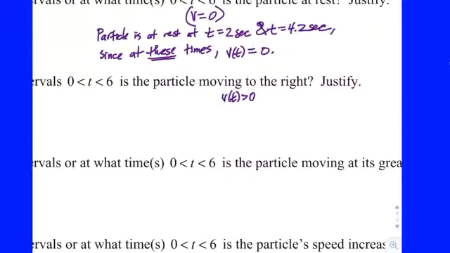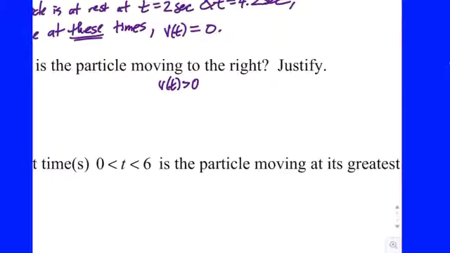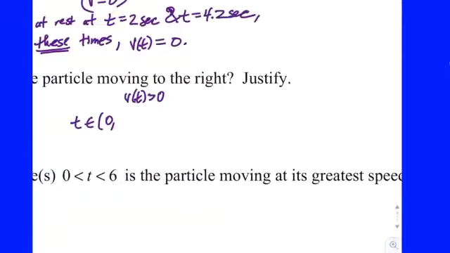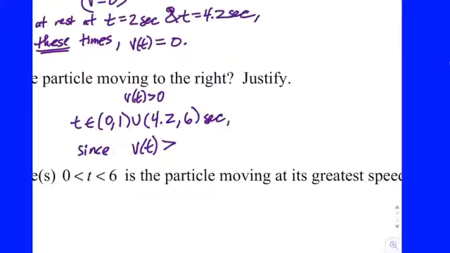Or actually, answering it this way, sorry. If it's only asking where the particle is moving to the right, you don't have to write that complete sentence. You could just say on the interval from 0 to 1 and 4.2 to 6. 0 to 1, union 4.2 to 6. Make sure you put units, and you can say since v of t is greater than 0 on these intervals, yeah, that'll work better because there's two of them, on these intervals.